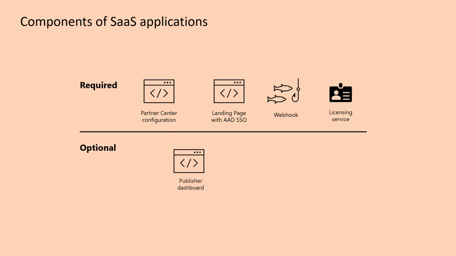There are some optional components to include a publisher dashboard. This is a simple website or something to that effect that allows you to monitor and manage your subscriptions or the subscriptions of your customers. And it typically reads from a database that your webhook would write into, ensuring continuity of subscription state.